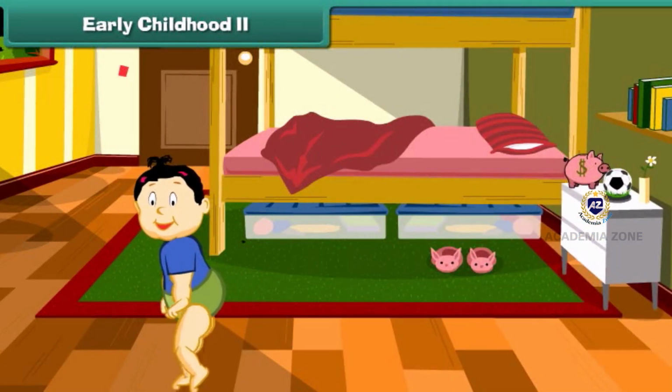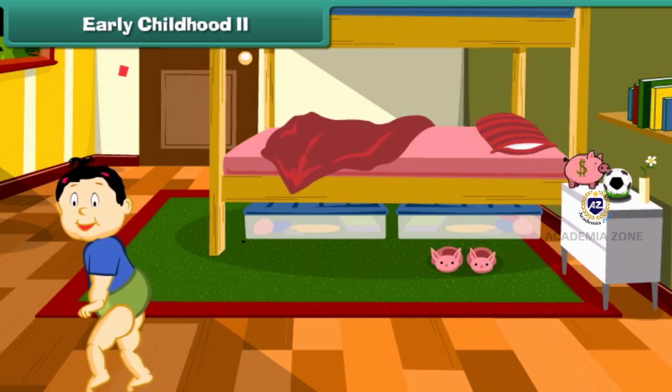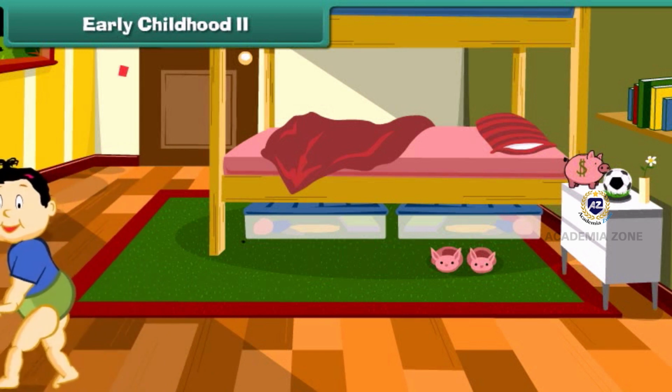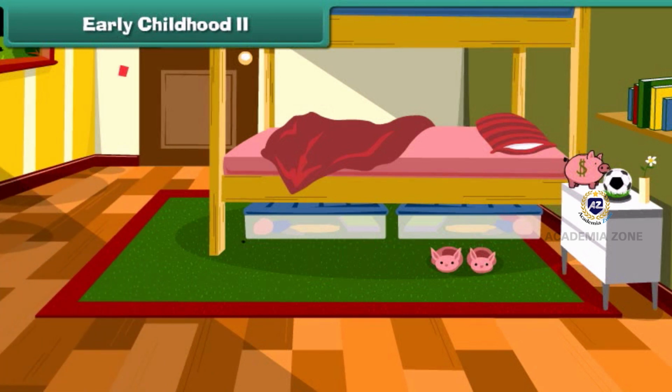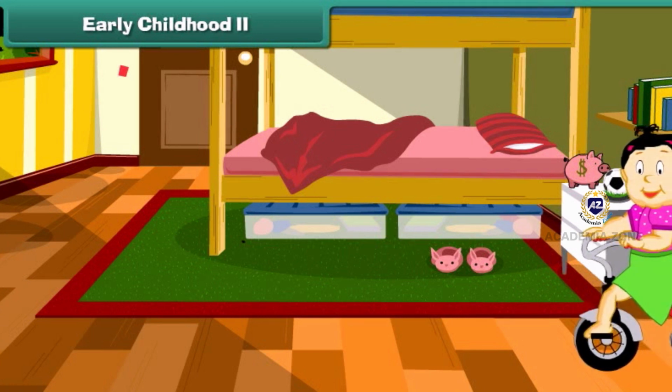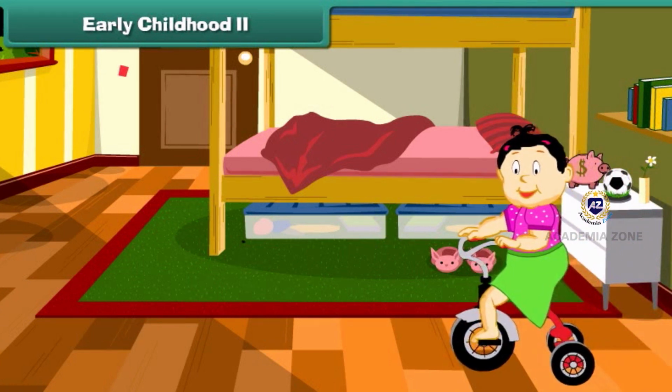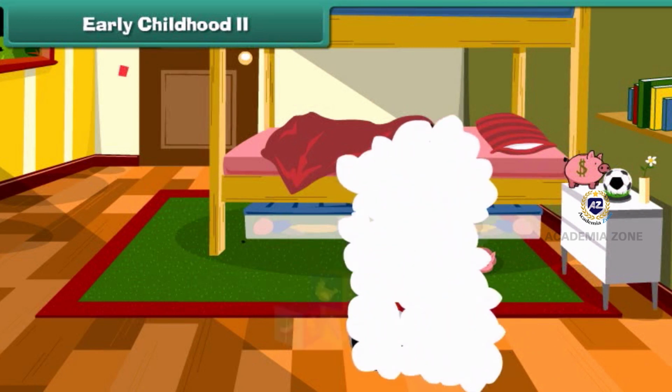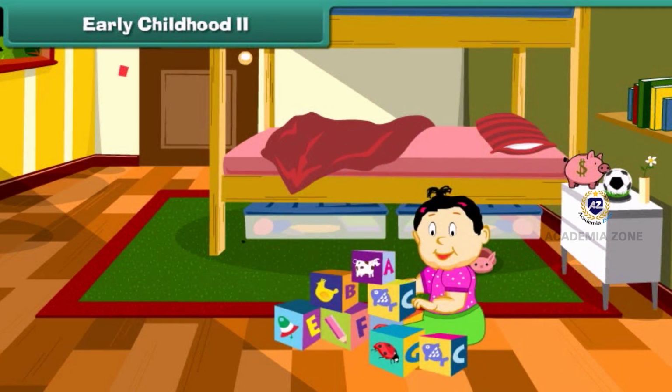Now Moni has grown up. You can see that she can walk easily without any help or support. Here you can see that she is riding on a tricycle. She is happy. She can make a tower of blocks. It is her early childhood stage.